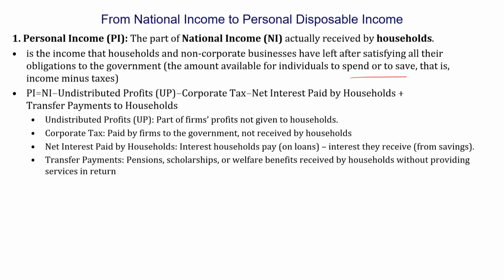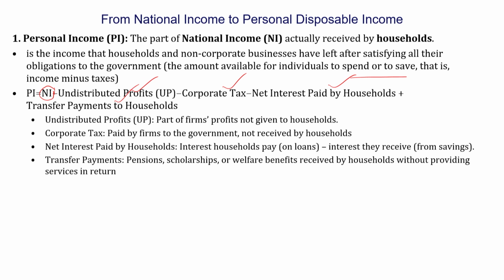So personal income is equal to national income minus undistributed profits. National income here means not GDP, here GNP or GNI. After that we also need to remove the depreciation. So the national income here is net national income, net GNP. That is the value we need to start from. So personal income is net GNI or net GNP minus undistributed profits minus corporate tax minus net interest paid by households plus transfer payments to households.